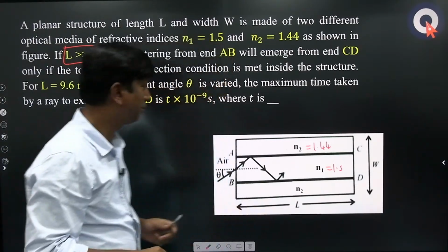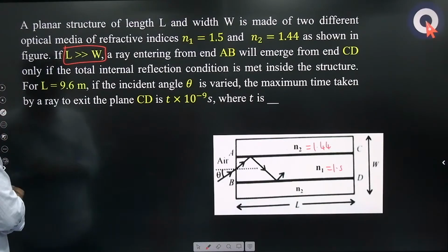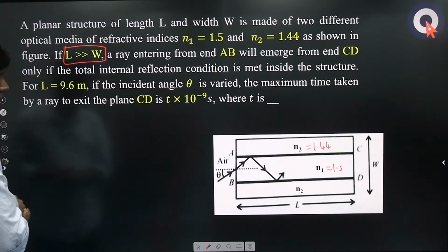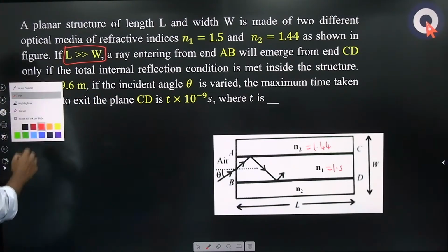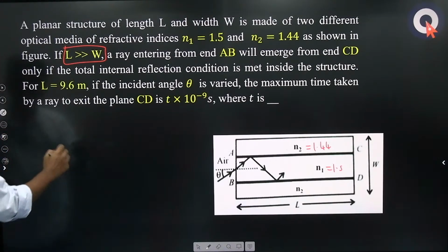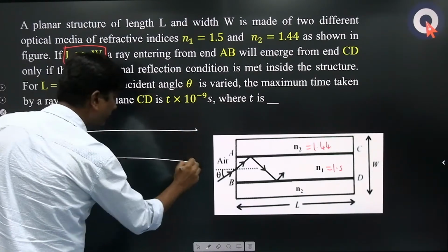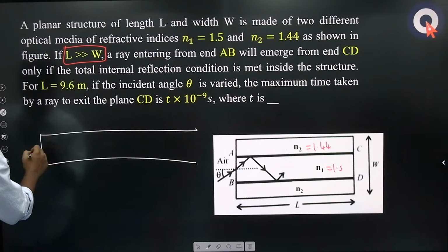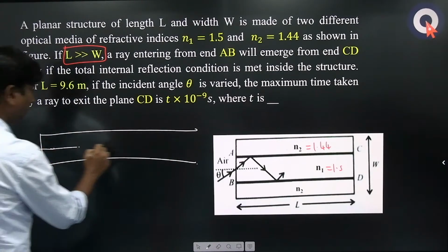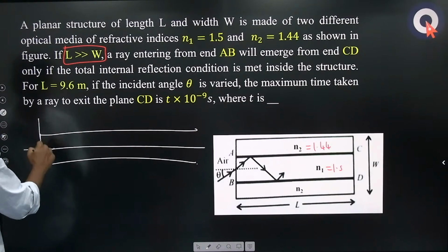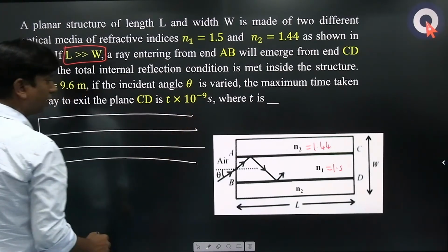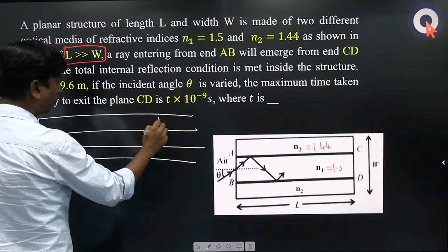So they are asking about the maximum time. Just understand this question. You can vary the value of theta here. Just think that this is an axis. Okay, this is the axis. So maximum time. See, there is a chance that it is going from, this is 1.5 and this is 1.44.